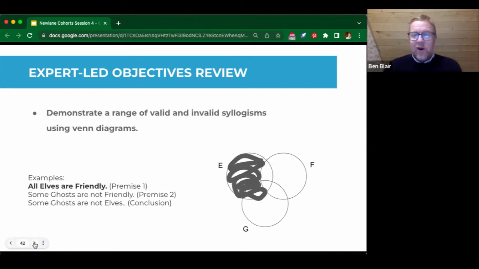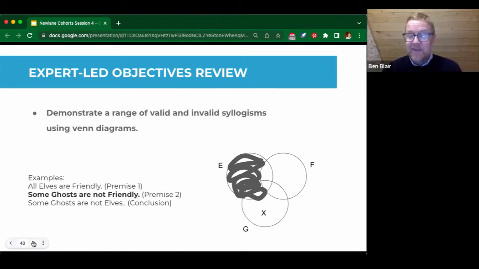So the first premise, all elves are friendly. We're going to eliminate everything in the elf circle that does not intersect with the friendly circle. So my E circle represents elves, my F circle represents friendly, and my G circle represents ghosts. So I've eliminated everything in the E circle that does not intersect with the F circle. All elves are friendly.